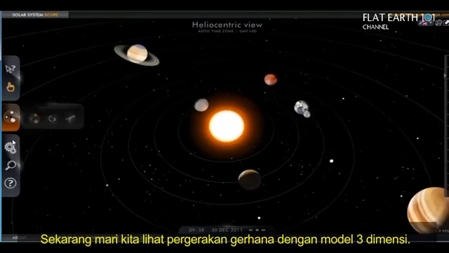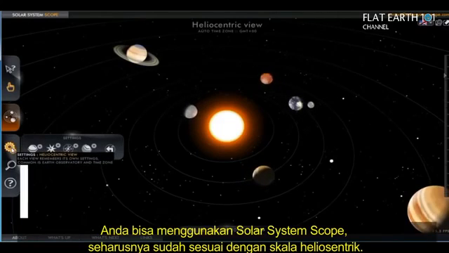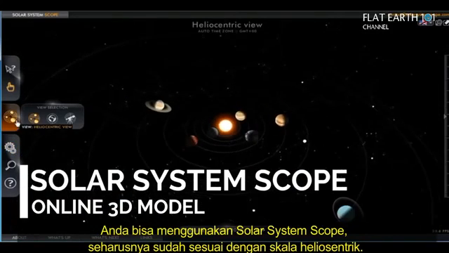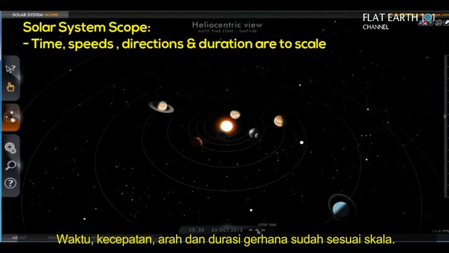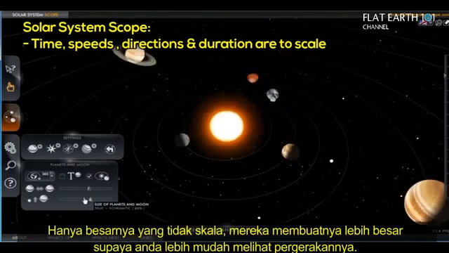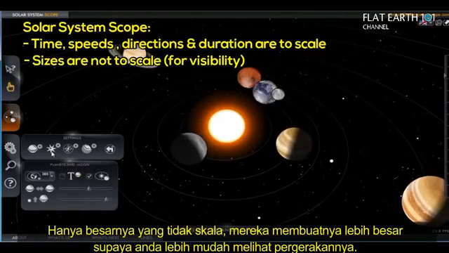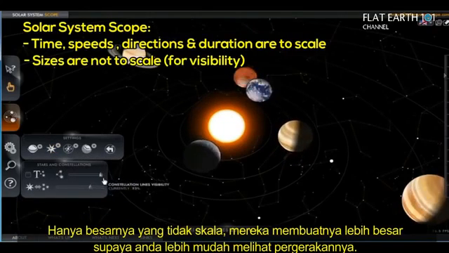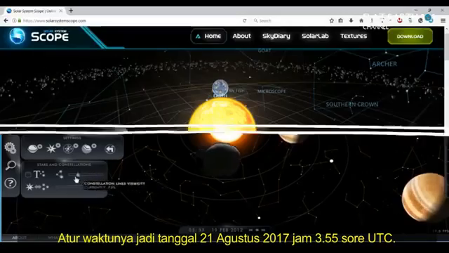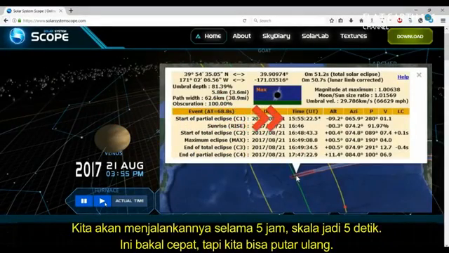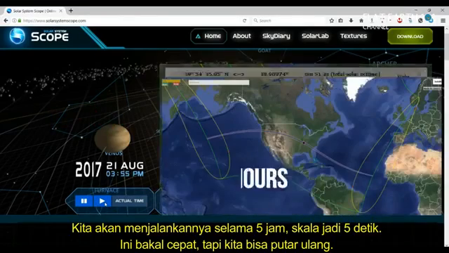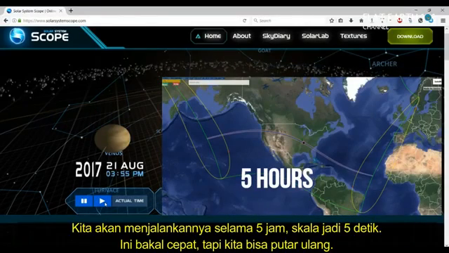Now let's see the eclipse movement with 3D model. You can use solar system scope. It's supposed to be correct according to heliocentric model. The time, speeds, directions, and eclipse duration are to scale. Only the sizes are not to scale. They make them bigger to make it easier for you to see the movements. Set your time to August 21st, 2017 at 3:55 p.m. UTC. We'll run it for 5 hours, scaled to about 5 seconds. It's gonna be quick, but we can replay it.